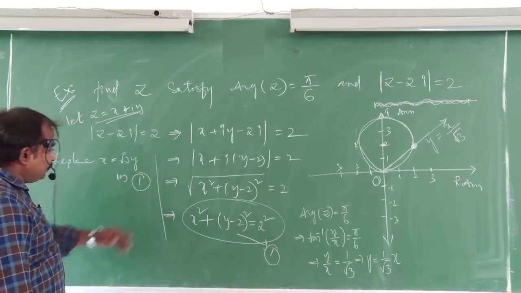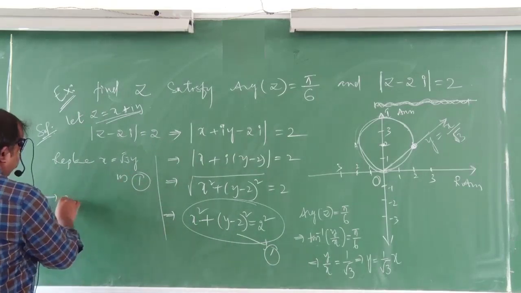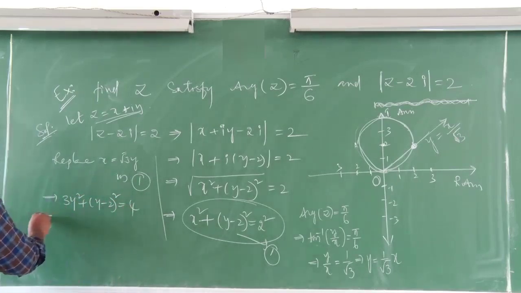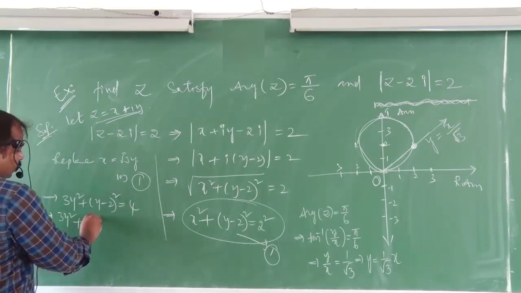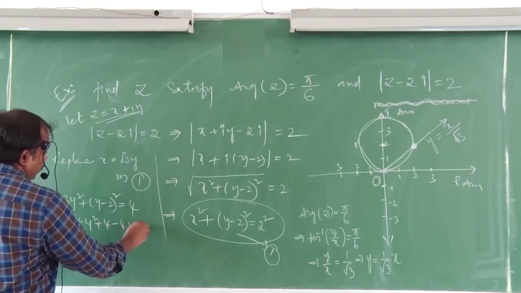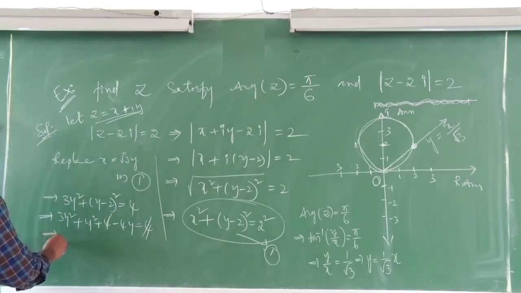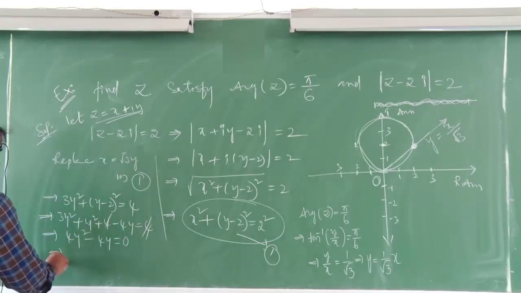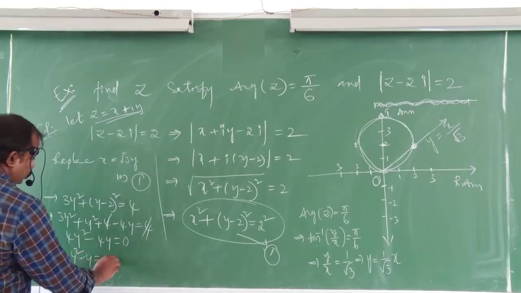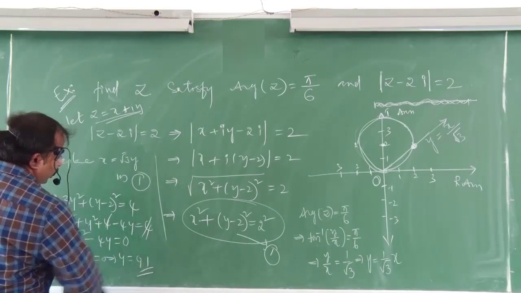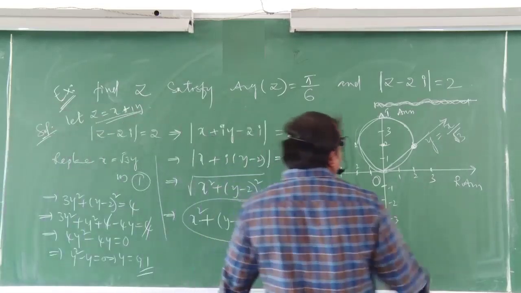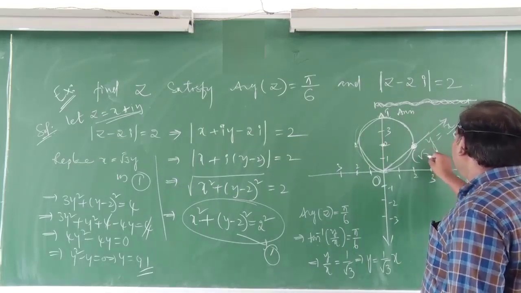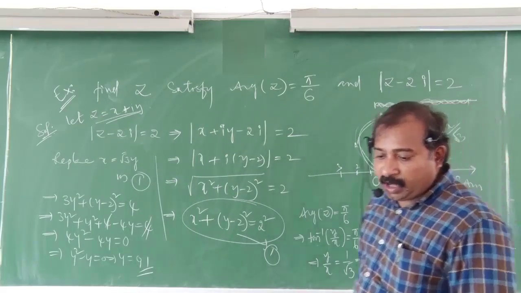Equation number 1. Then simplify x square: you will get 3y square plus (y minus 2) whole square is equal to 4. If you simplify this, 3y square plus y square plus 4 minus 4y is equal to 4. 4 gets cancelled. Then 4y square minus 4y is equal to 0. Therefore y square minus y is equal to 0, so y is equal to 0 or 1. Here the value is 1, so y is equal to 1. If y is equal to 1, x will be root 3. So the point is root 3 comma 1.